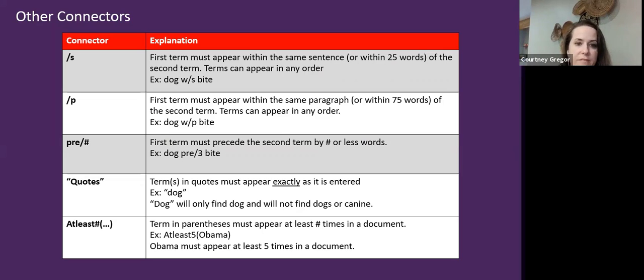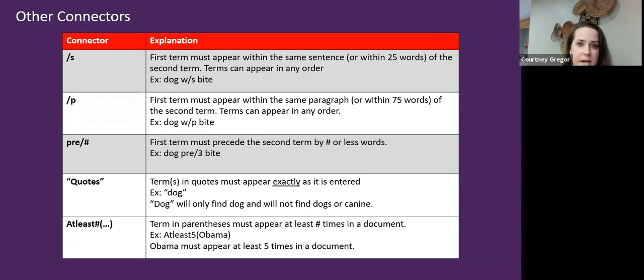So the first one that we have here up at the top is the /s. That is going to find your terms within the same sentence, approximately. It actually does it within 25 words. But again, it's good for creating that proximity. You want them closely related, but they don't have to be right next to each other. And so again, we have the example of dog within the same sentence of bite. You could also do that if you feel like this is a little bit close. You could bring it out a little bit with the /p. So find your terms within the same paragraph or roughly within 75 words.